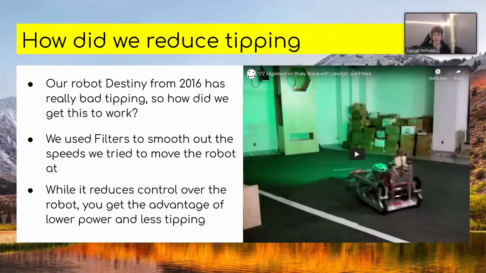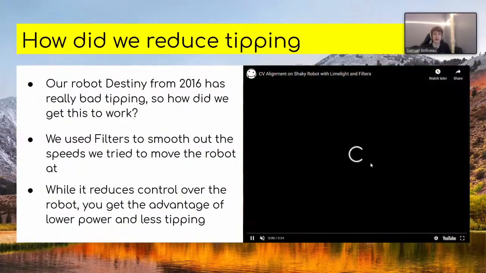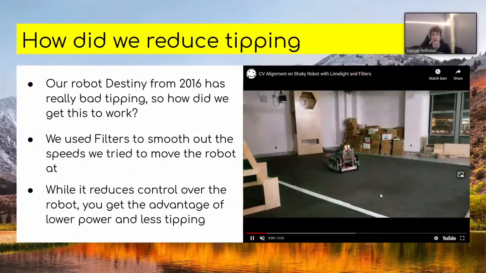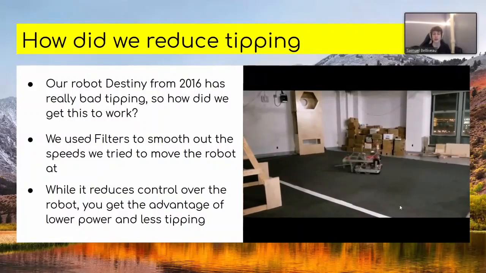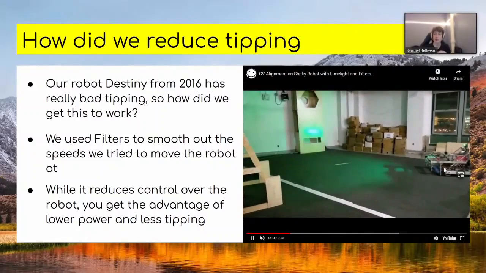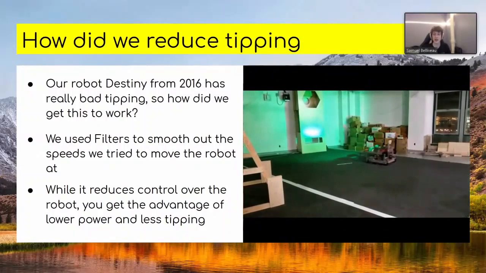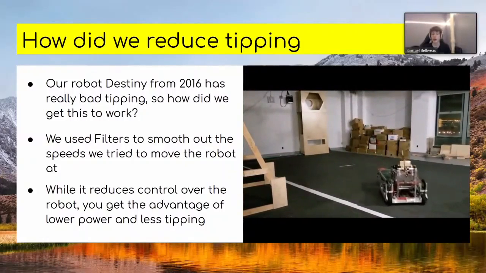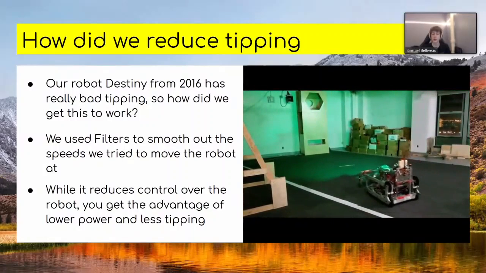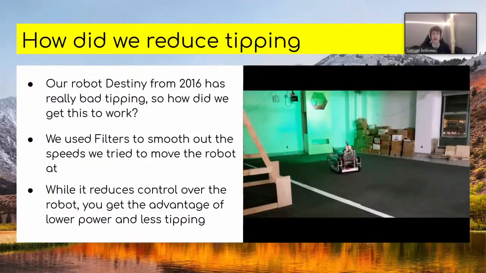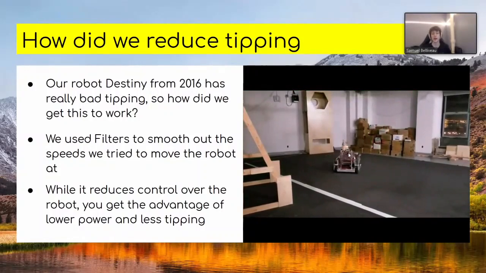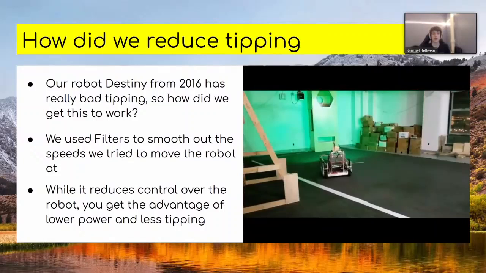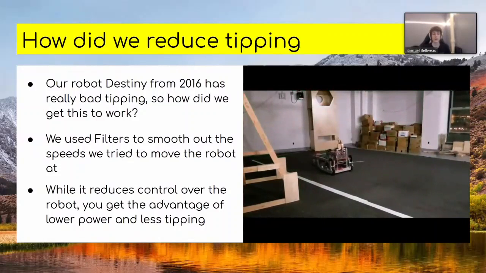So how did we reduce tipping? Again, this video right here, it's not necessarily easy to tell, but we did have to reduce the amount of tipping in the robot. As you can tell, the robot is slowly accelerating and slowly decelerating. And that's not an issue with the robot. The robot can actually accelerate quite quickly, but through algorithms, we intentionally slowed it down to reduce tipping because even more than Edwin, this robot here, Destiny from 2016, tips quite a bit, which made the Limelight alignment quite difficult.